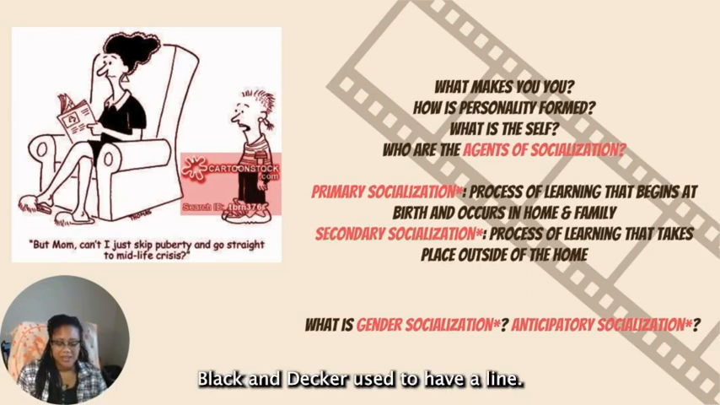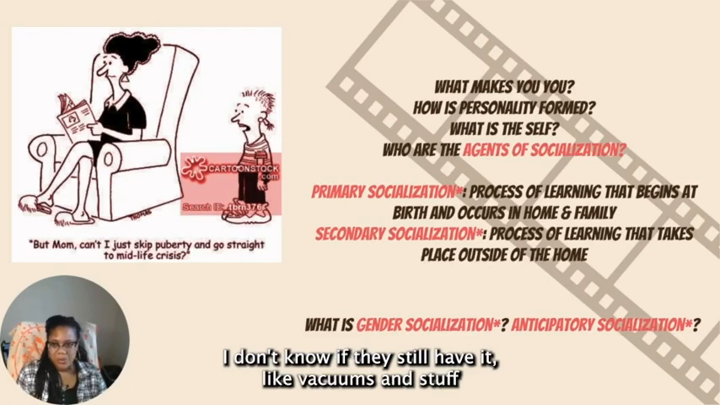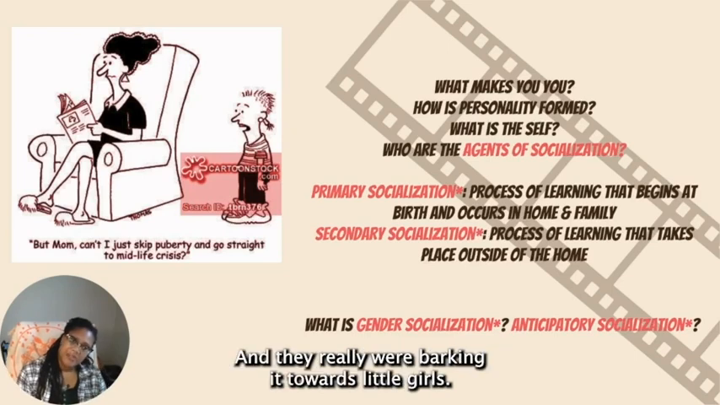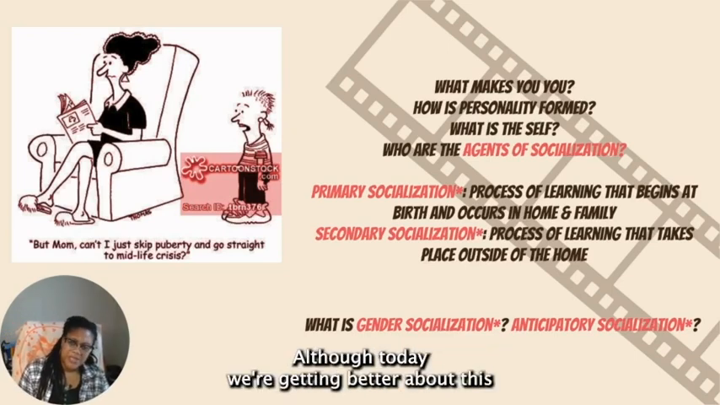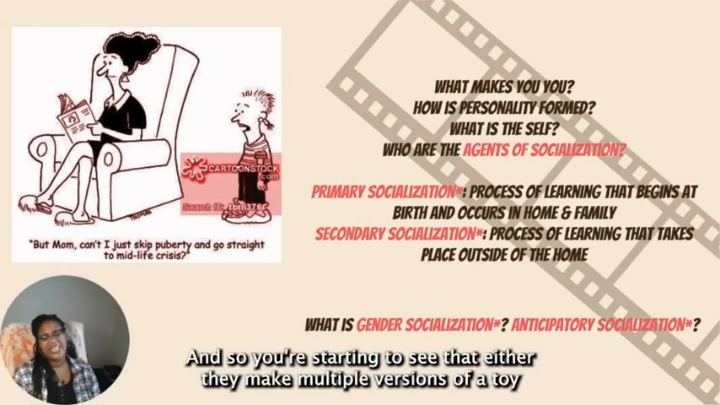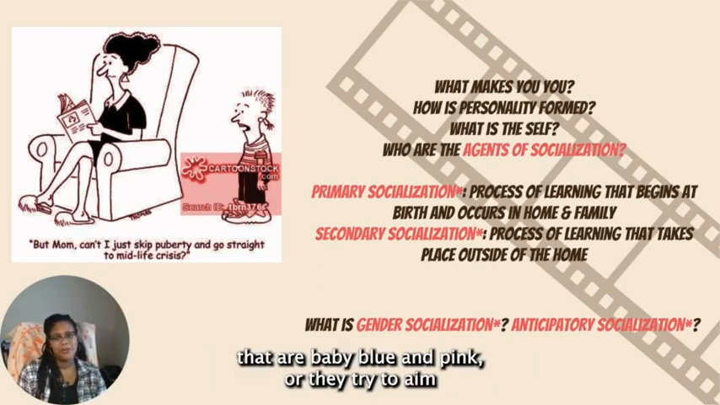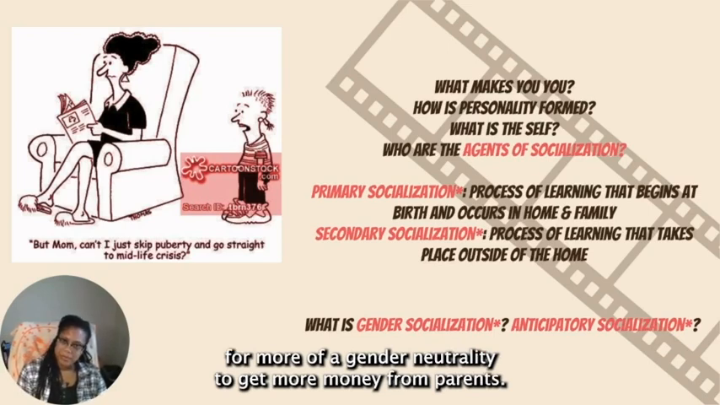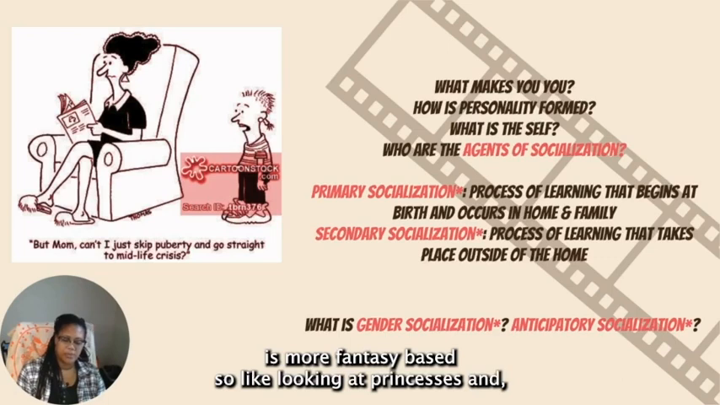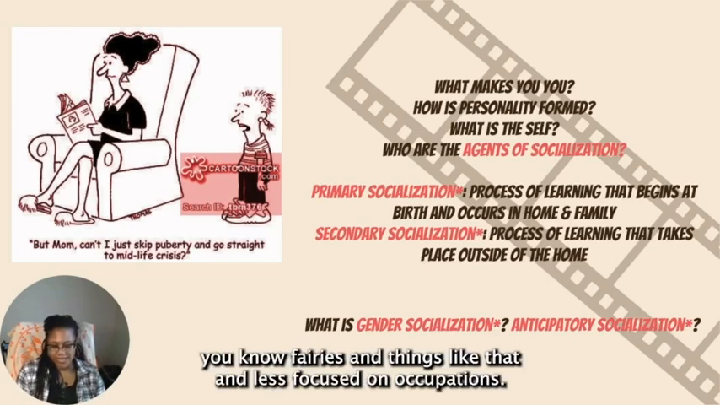Black and Decker used to have a line, I don't know if they still have it, of vacuums and stuff that were branded Black and Decker, but were toys, and they really were marketed towards little girls. Although today we're getting better about this and saying that we can make money off of all genders. And so you're starting to see that either they make multiple versions of a toy that are maybe blue and pink, or they've tried to aim for more of a gender neutrality, to get more money from parents. And so yeah, you'll see that most of the girl stuff is more fantasy based, like princesses and fairies and things like that, and less focused on occupations.